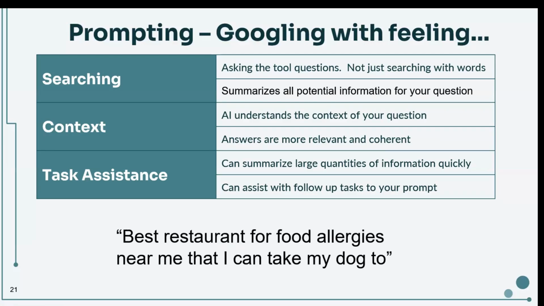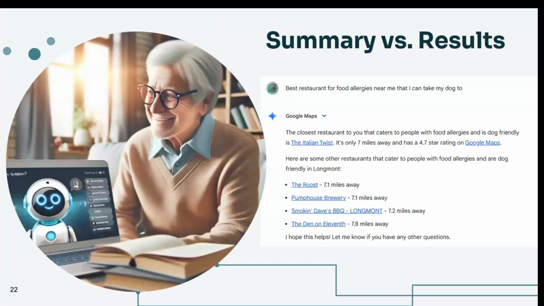So we're going to ask AI the same question. Hey, give me the best restaurants for food allergies near me that I can take my dog to. And this is an actual real result from Gemini. This is the answer in AI versus Googling, which just gave me websites. AI came back and said, hey, the closest restaurant to you that caters to people with food allergies and is dog friendly is the Italian Twist. It's only 7 miles away and has a 4-point star rating on Google Maps. Here are some of the restaurants that cater to people with food allergies and are dog friendly in Longmont.